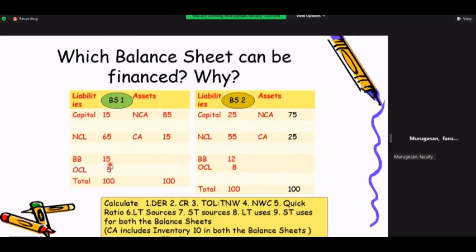Now you look at this second one. Their current liabilities are 20, that is 15 plus 5. But their current assets are 15. So that means negative liquidity. Current ratio will be less than 1, and NWC will be minus 5. Why NWC minus 5? Even if all the current assets are sold, they will not be able to pay back the current liabilities. Current liabilities are 20, current assets are 15. That means they may default by 5. NWC is negative: 15 minus 20.